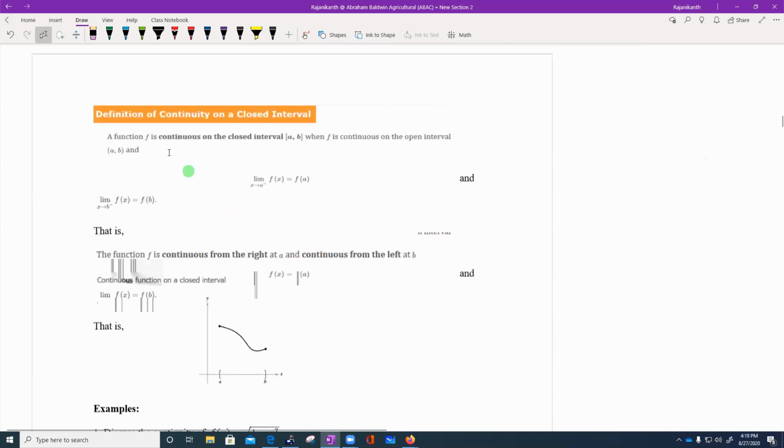Now, this is the definition of continuity. A function f is continuous on the closed interval [a, b] when f is continuous on the open interval. That means f should be continuous throughout this interval, right? At the endpoints as well. If you hear endpoints, that means what? Suppose I have two points A and B here. If you want to check the closed interval, that means the function should be continuous from both ends.